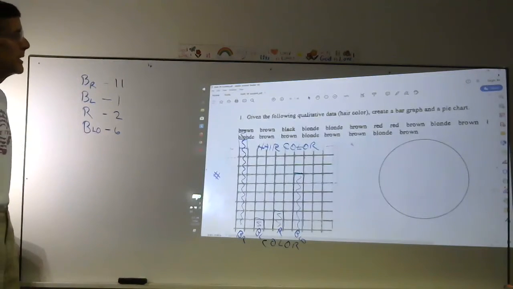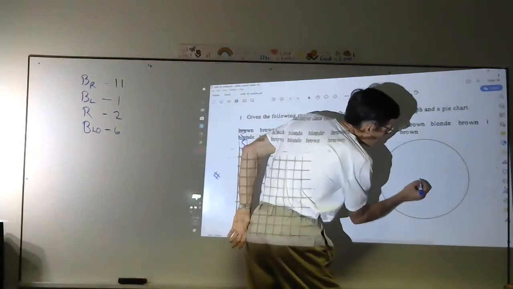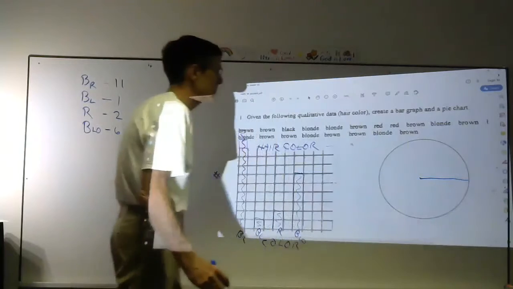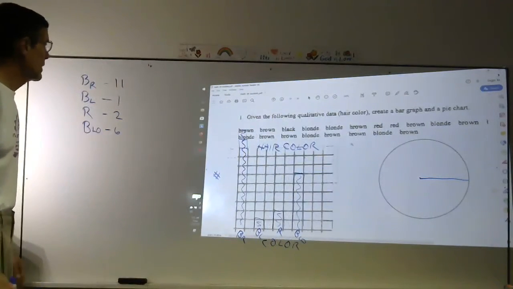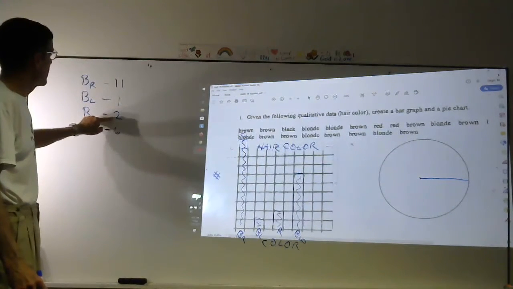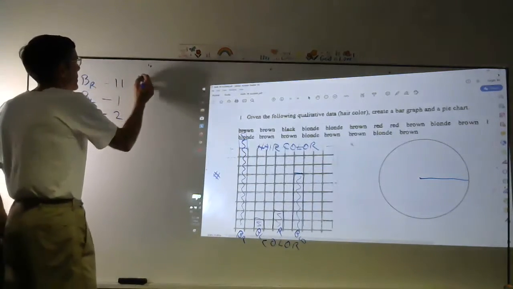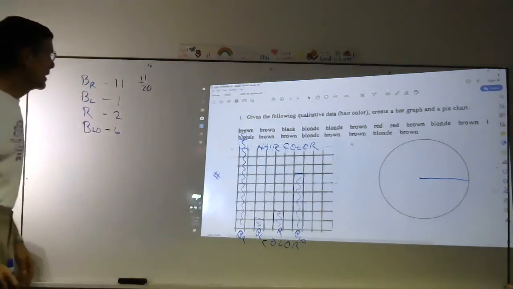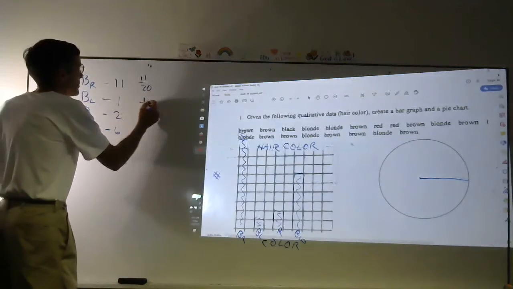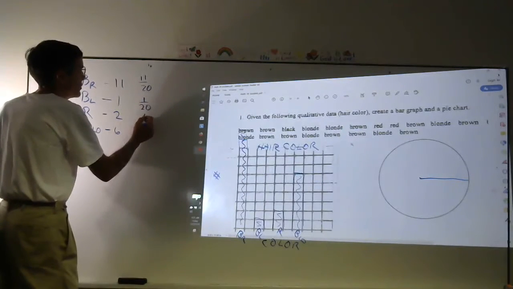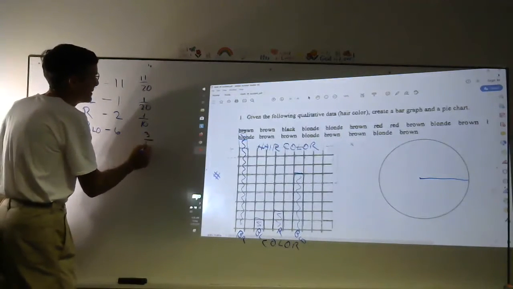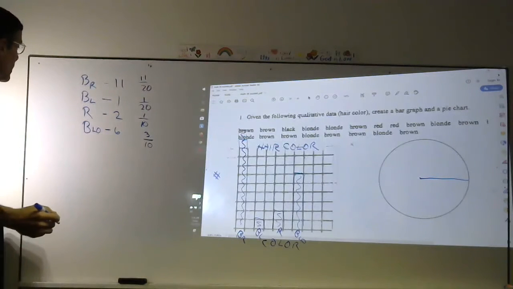All right, now let's talk about making a pie chart. To make a pie chart, you have to have a circle, and you have to have the center of the circle, and you draw one radius. Okay, now let's go back to this. We know that 11 out of the total, and how many total were there? 6 and 2 is 8, 9, and 11 is 20. So 11 out of 20 represents the brown-haired people. 1 out of 20 represents the black-haired people. 2 out of 20, which is 1/10, represents the red-haired, and 6 out of 20, or 3/10, represents the blondes.